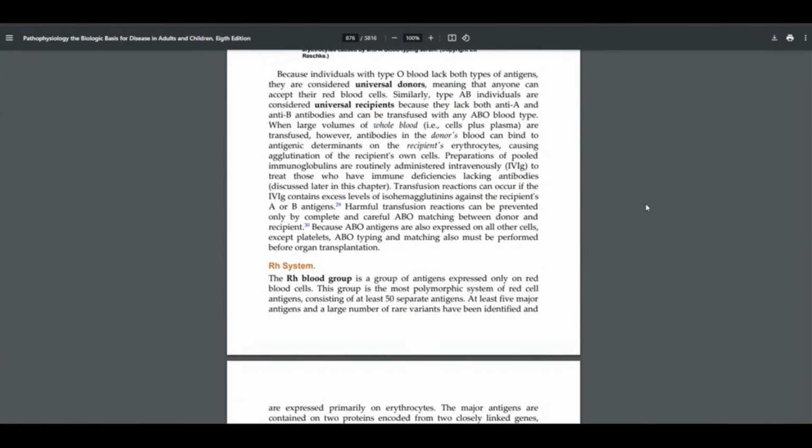Because individuals with type O lack both types of antigens, they are considered universal donors, meaning that anyone can accept their red blood cells. Similarly, type AB individuals are considered universal recipients because they lack both A and B antibodies and can be transfused with any ABO blood type.